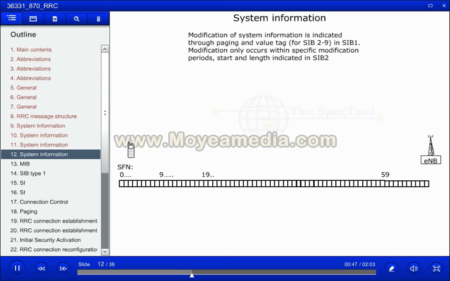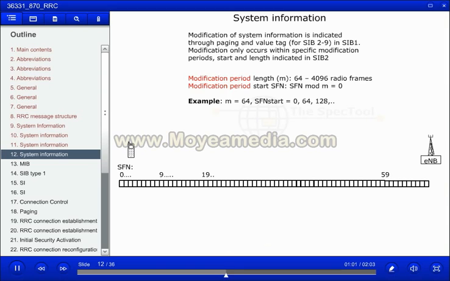For ETWS notification, SIB10 and SIB11, changes can occur at any time and are indicated through paging. The modification period can have a value in the range from 64 up to 4096 radio frames, parameter M. The modification period will start in a radio frame for which system frame number modulo M equals 0.